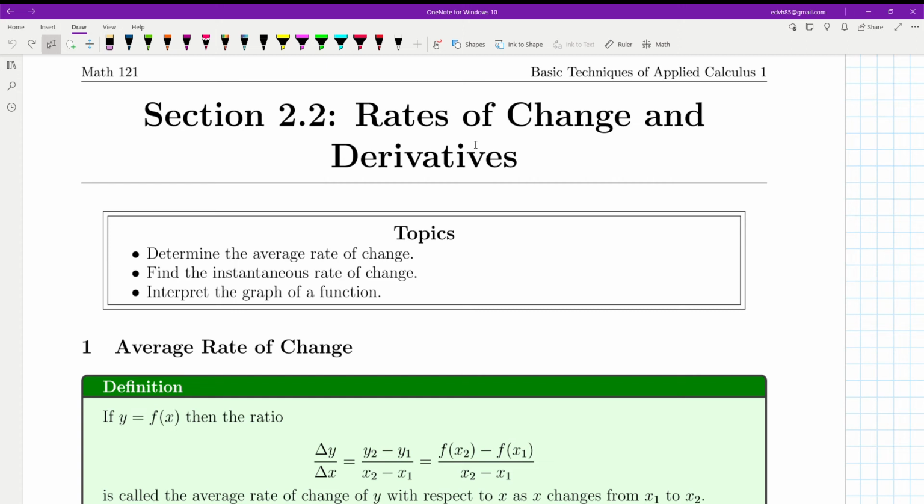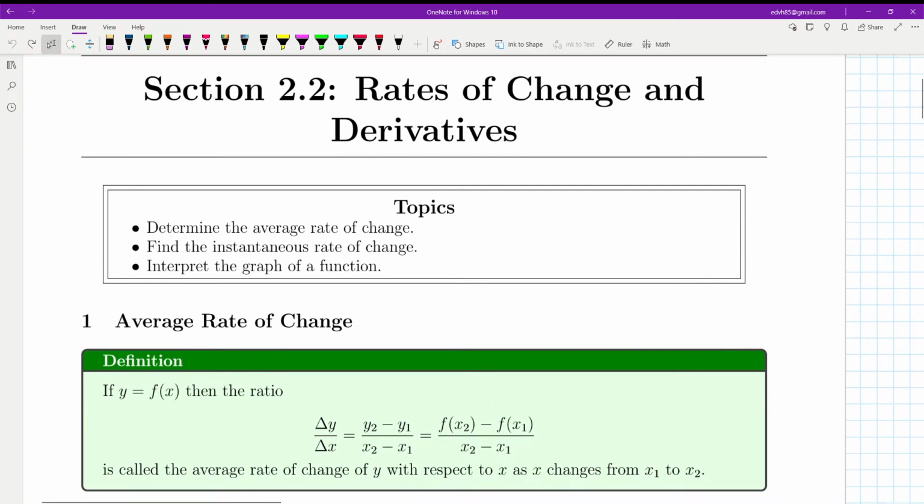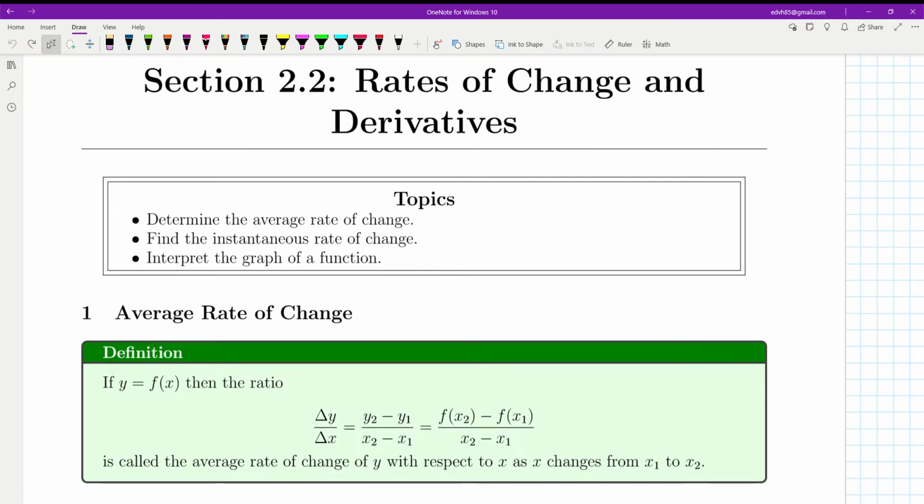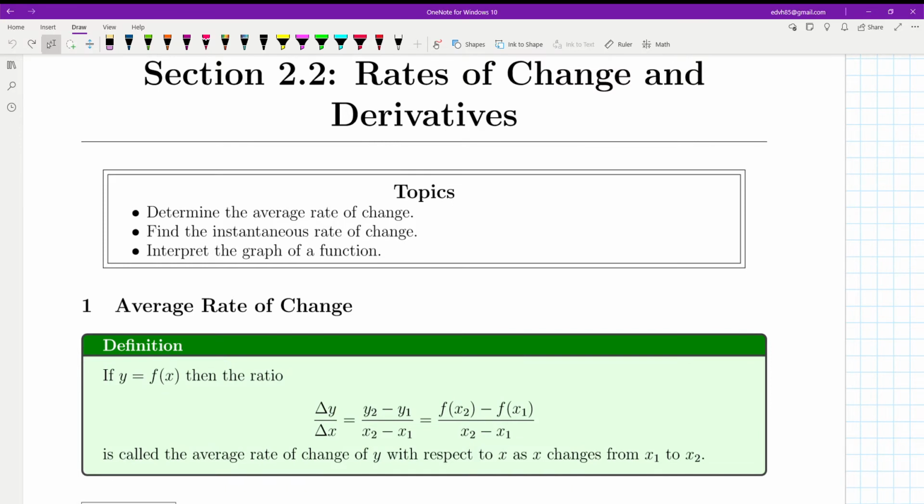Alright, so in this video we go over section 2.2, rate of change and derivatives. This section is going to be a follow-up of what we did in the previous section, which was the limit. We are going to use the concept of limit to come up with the concept of derivative. The derivative ultimately will be the slope of a function at a given point.